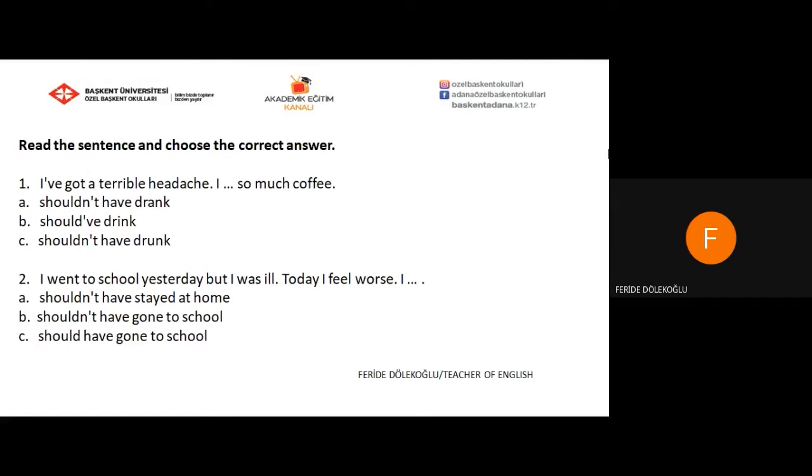Let's do another exercise. Read the sentence and choose the correct answer. First question, I've got a terrible headache. Please look at the options. Remember the structure. The correct answer is C. I shouldn't have drunk so much coffee. Should have plus verb 3. Second one, I went to school yesterday, but I was ill. Today I feel worse. Think about the meaning. I shouldn't have gone to school. It was a mistake.